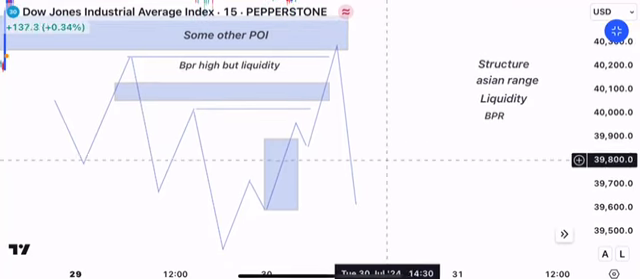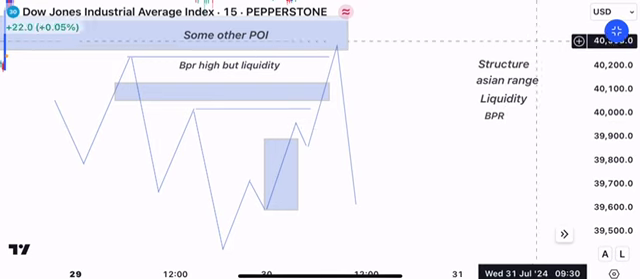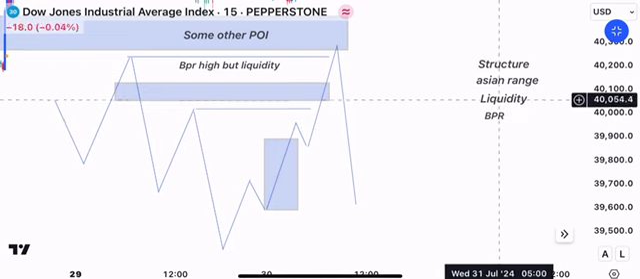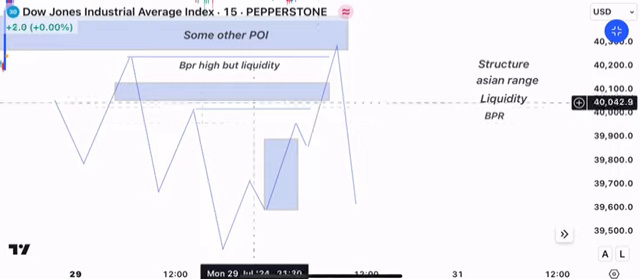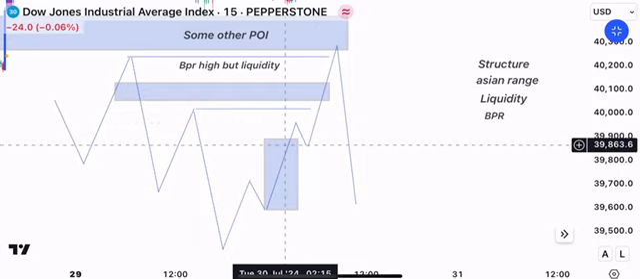Okay, guys. So there are 4 elements to this strategy. Number 1 is structure. Number 2 is the Asian range, liquidity, and BPR. You want to use structure to find the overall trend of the market on the higher time frames. As I give you more examples, it will be clearer.